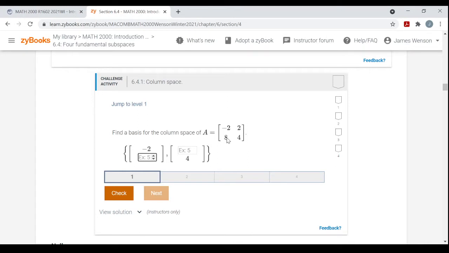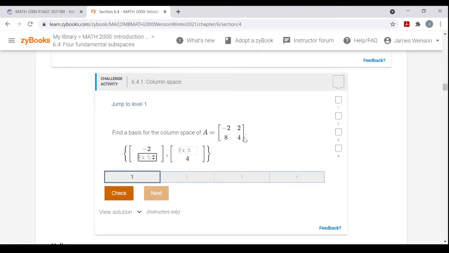Now (-2, 8) and (2, 4), there's only 2 column vectors here. Remember, 2 vectors are independent if they're not scalar multiples of each other, and these are not. So these are already independent vectors, so these do form a basis for the column space.